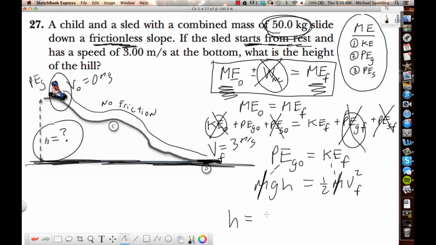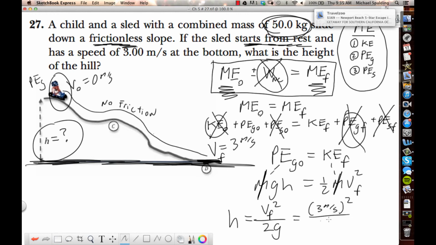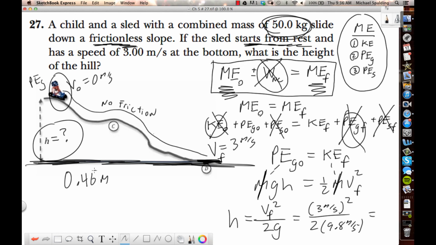H is going to be equal to v final squared over 2g. All right, so this will be 3 meters per second squared over 2 times 9.8. So that's going to be the height of the hill was 0.46. H comes out as 0.46 meters. Isn't that kind of a lame slope?